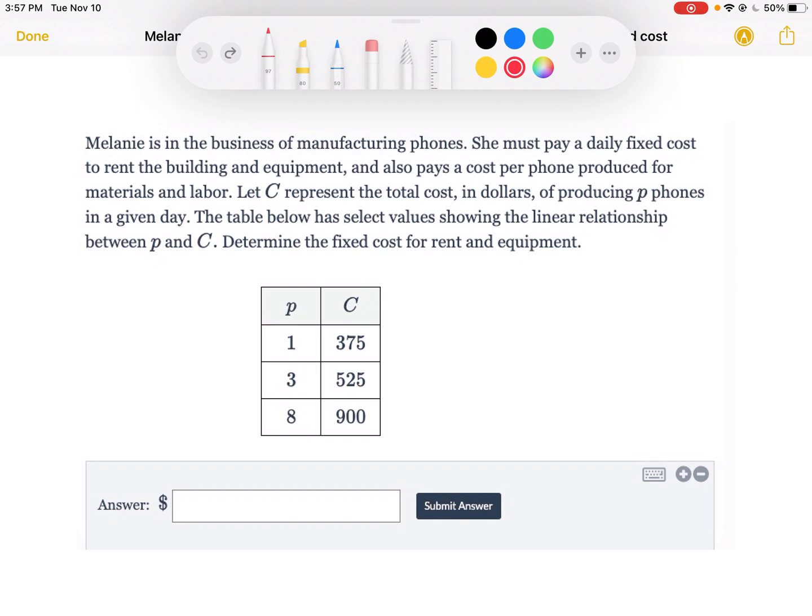C represents the total cost, okay, so that's important, in dollars, for producing P phones. So P is the number of phones that are being produced each day. The table below has selected values showing the linear relationship between P and C.